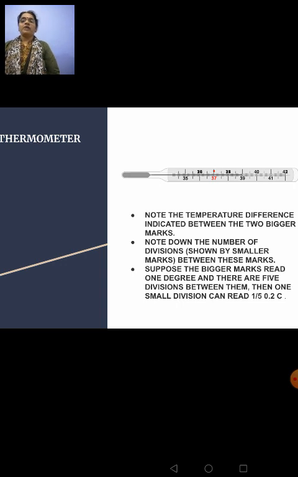Between two bigger marks, if you have 5 divisions, then everything should be read as 0.2 degrees Celsius, right? Like how you calculate in your scale. So the bulb you can see at the end of the thermometer, that is what is called the bulb. Inside you can see the mercury level there, and the mercury level should be kept below 35 degrees.